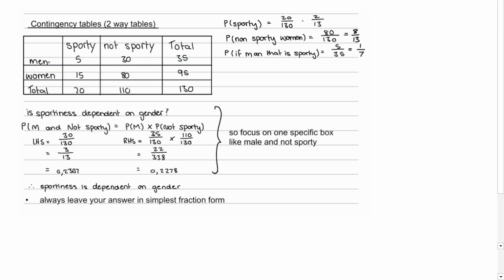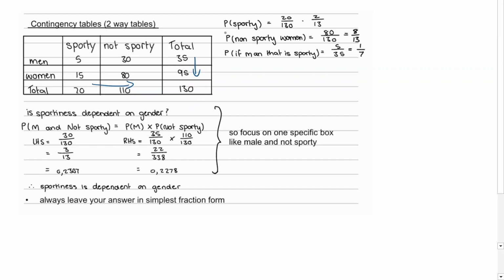And so you've got men and women who are sporty or not sporty. And if you've done it correctly, when you add up the sporty and non-sporty totals, you should get 130. And if you added up the men and women totals, you should also get 130. So that's just a way of double checking that you've added up correctly. Just see that you end up with the same grand total.